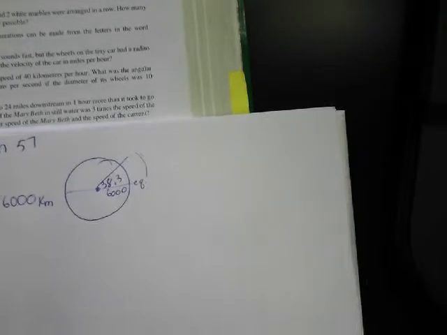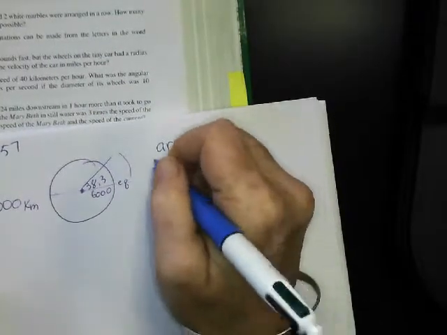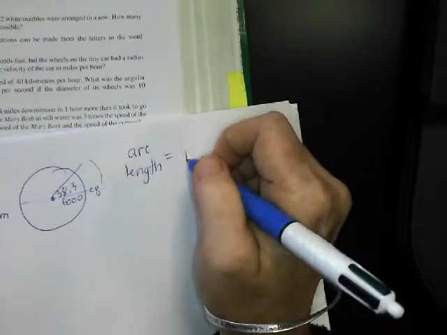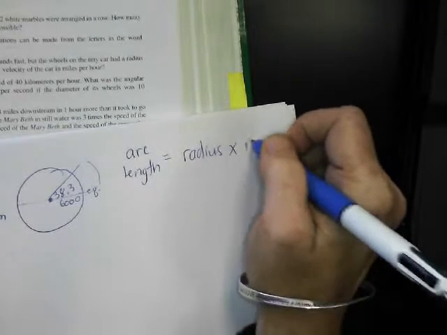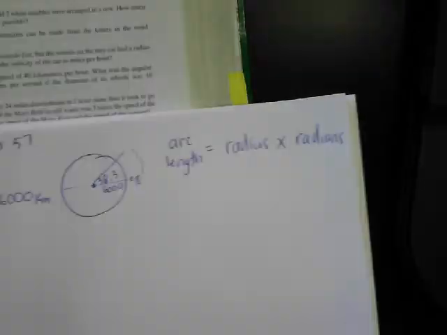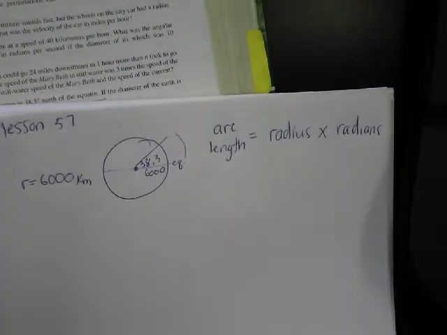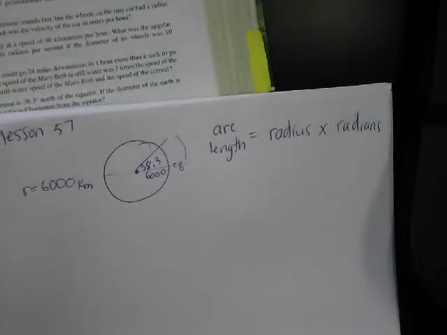So arc length, there is a formula in your book that says arc length, so I'll write it down here, equals radius times radians. Okay, I have that memorized. Does that seem familiar to anybody? Okay, so if I could just get that into radians, then I could just multiply it by 6,000.